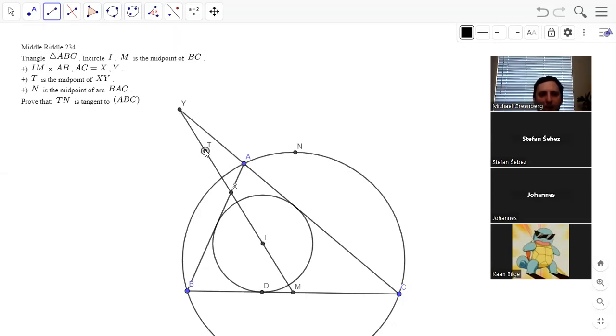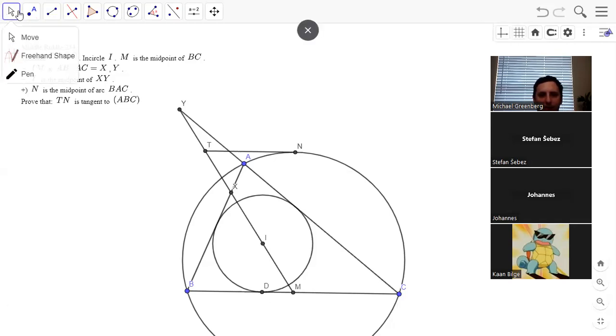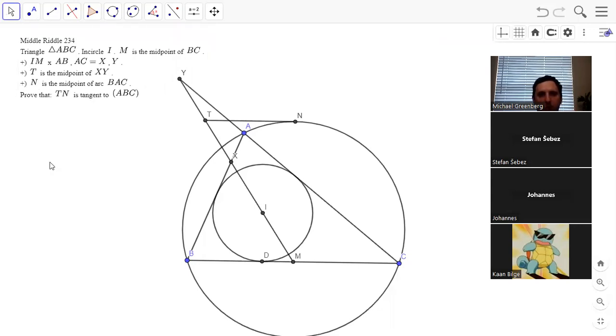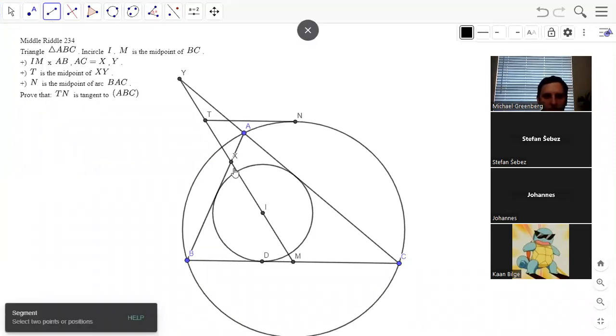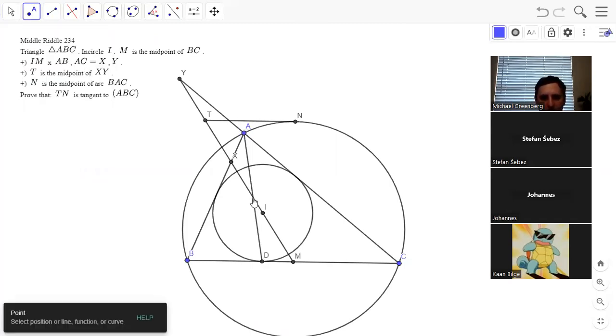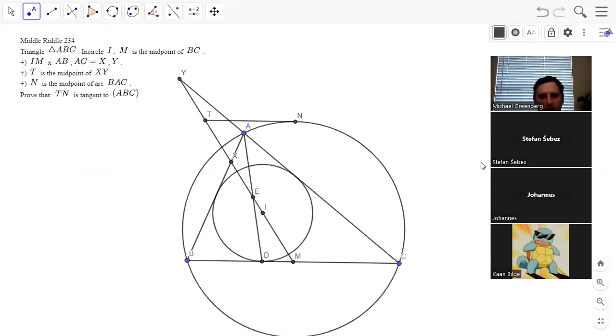We want to show that TN is tangent to the circle. That's kind of interesting. All right, so this is going to be the midpoint of AD. I don't know if that helps. Maybe we have similar triangles somehow because we have two midpoints, three midpoints really. M is the midpoint, E is the midpoint, T is the midpoint.